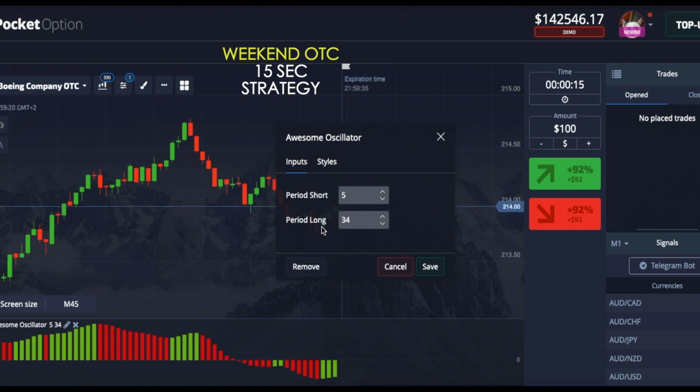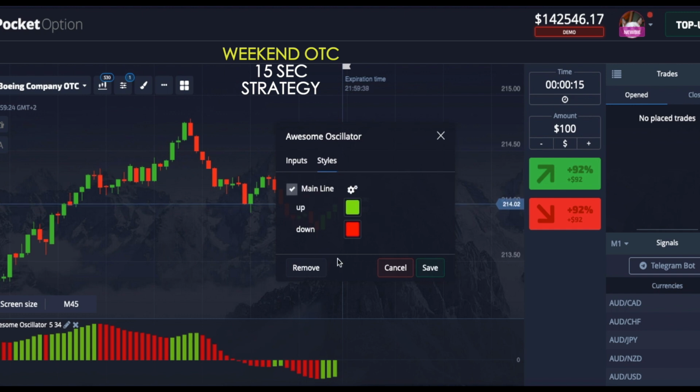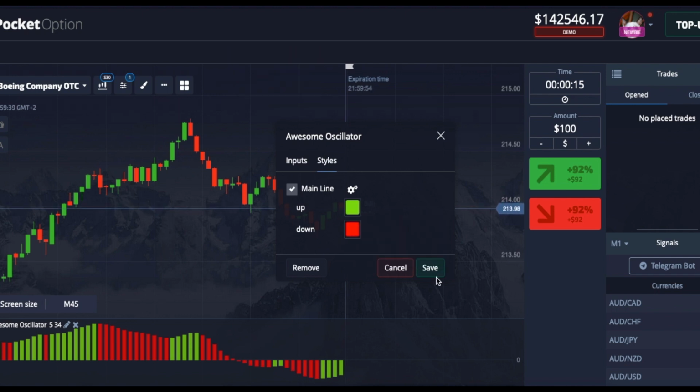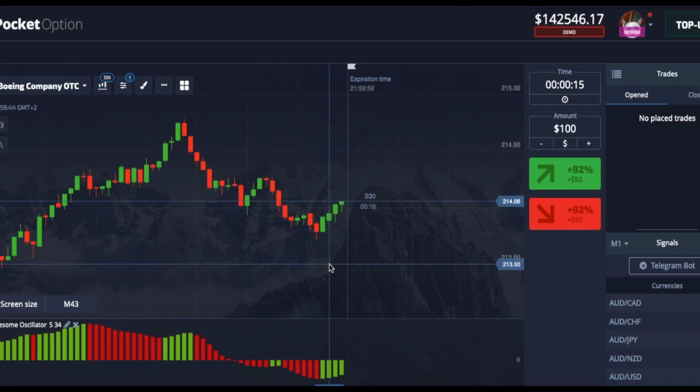Period short is 5. Period long is 34. Okay. And the styles for the momentum that's going up is green, and then down is red. You can change these colors to whatever you want. Obviously, you have a list of colors, do it based on whatever your preference may be.